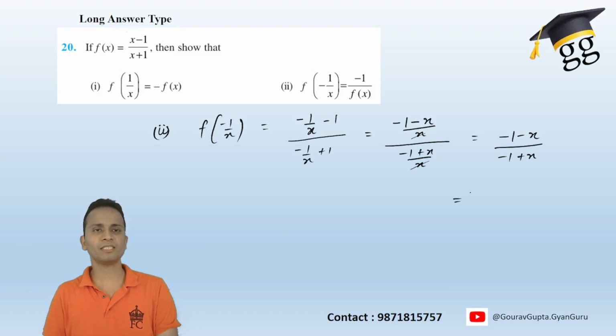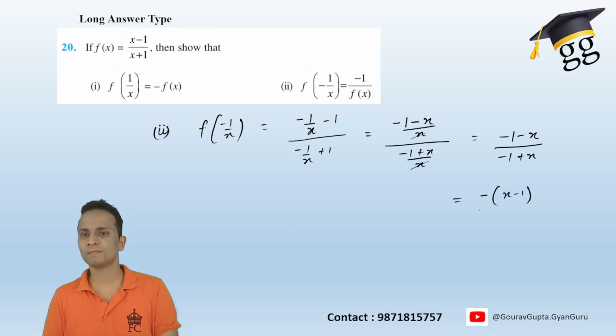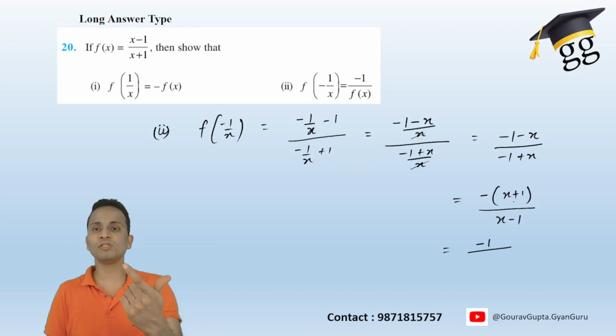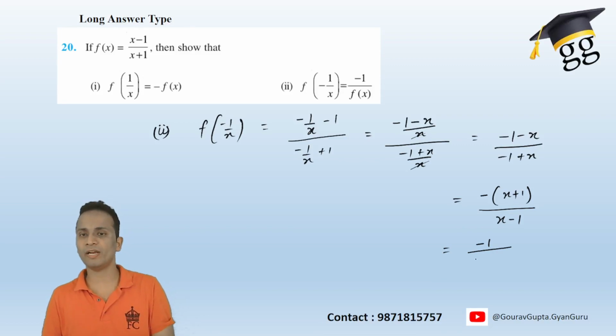Okay, right? Now take the negative sign common from the numerator. So taking the minus sign common, it will become x plus 1 in the numerator, and the denominator will be x minus 1. Now keep the minus sign in the numerator and take x plus 1 from the numerator to the denominator and write it as x minus 1 divided by x plus 1.